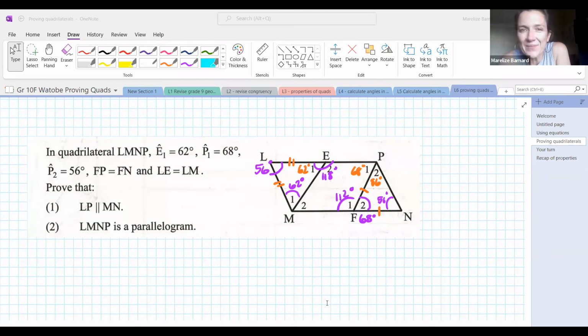Shouldn't E2 be equal to 112 because of co-interior angles when you subtract 68 from 180? You are assuming that LM is parallel to PF, but remember we can't assume. We don't know that those two lines are parallel, so we can't use co-interior angles. So be careful not to assume things.